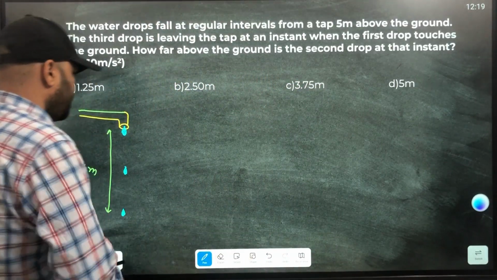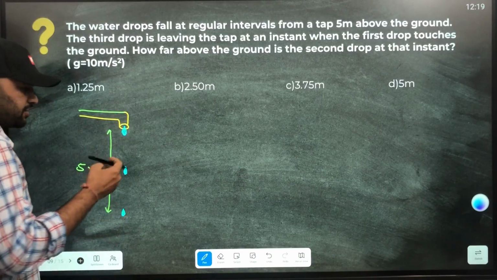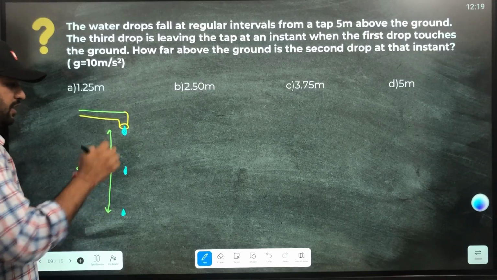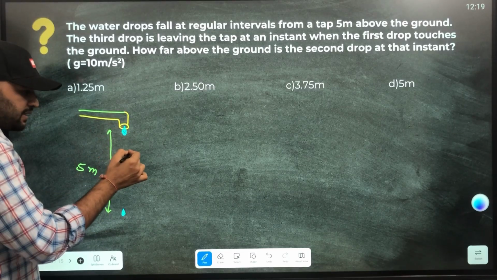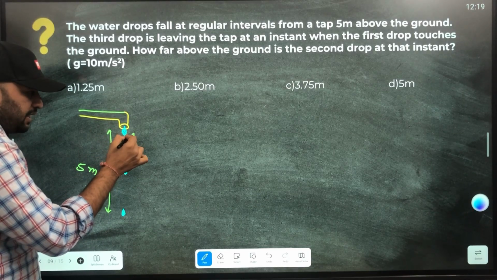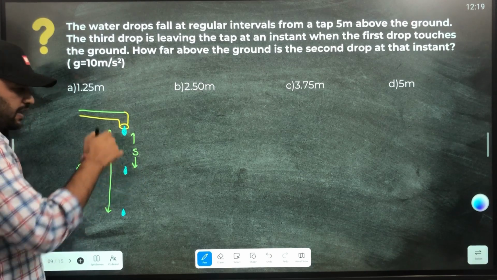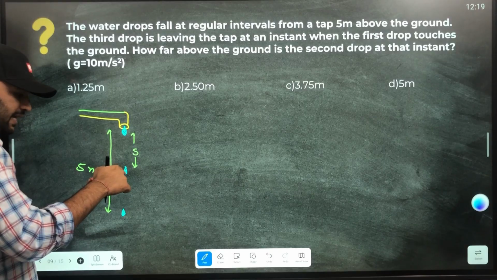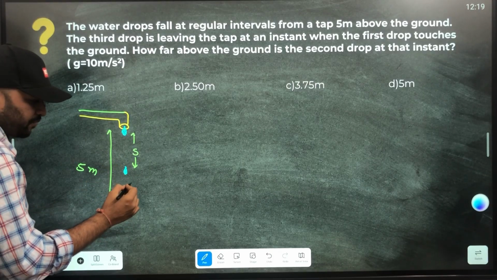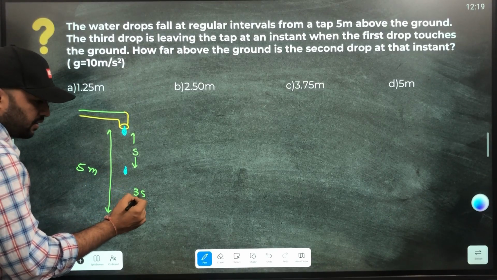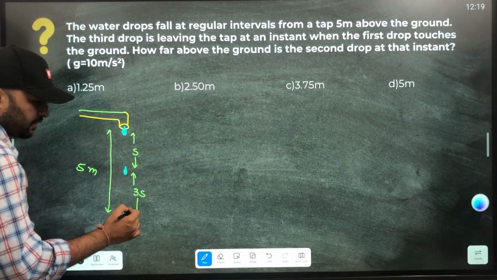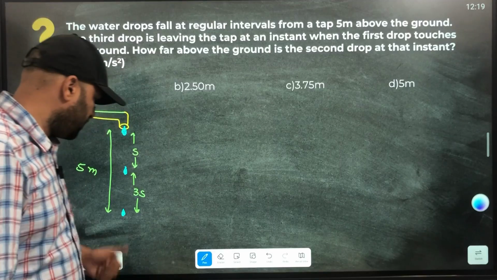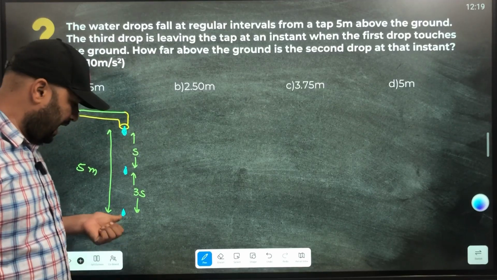Initially I have explained how I got that in that particular lecture, so you can watch it to see how I got this. Let me just remind you from that lecture that this gap is nothing but distance s. This will be any distance s. The gap between the first and second and the third drop is s. The gap between the second and the first drop will be 3s.